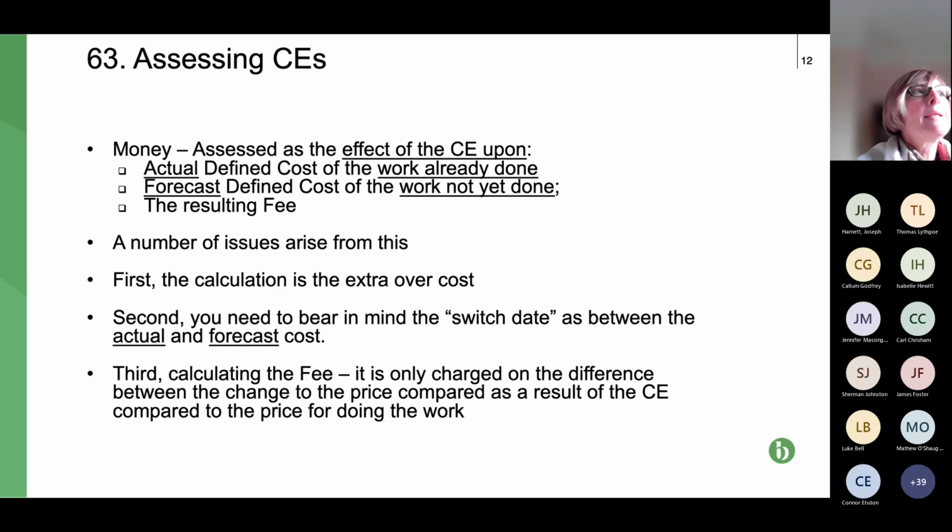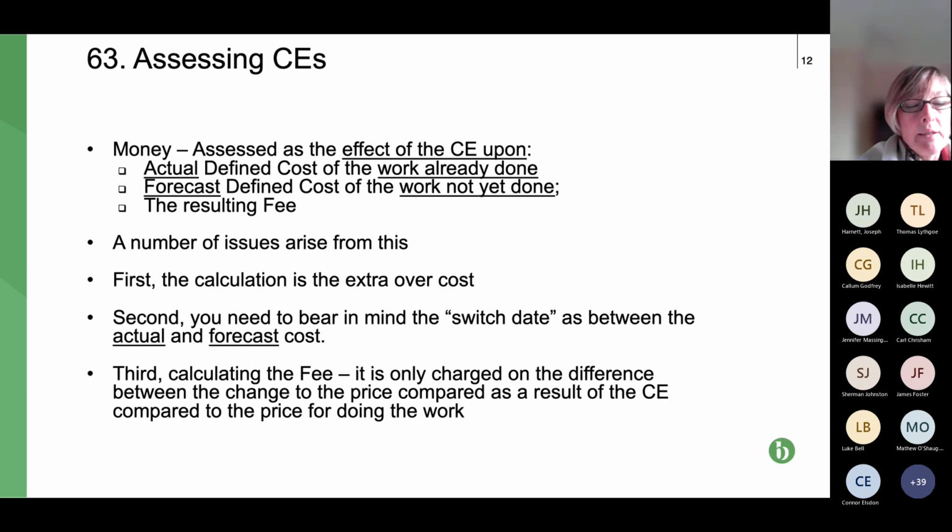That does not change. So if, for example, you submit a quote on that basis and the project manager says, no, I don't like that quote, please submit another one, it's still on the basis of the first quote of the actual and forecast cost. That date doesn't move just because a new quote is being asked for.